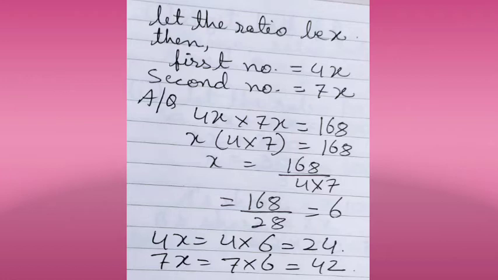Clear? So we will multiply. X is common here, so 4 into 7 into x is equal to 168, and x will be equal to 168 divided by 4 into 7, that is 6. So the value of 4x will be 24 and the value of 7x will be 42. Now next, question number 19.